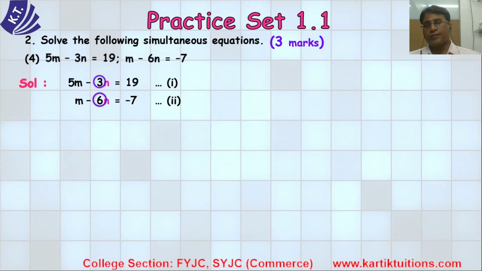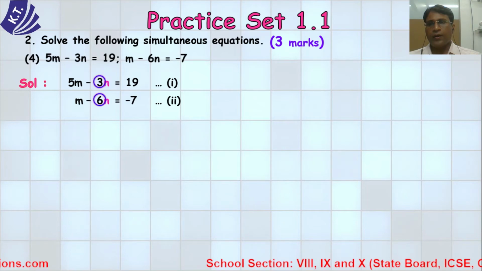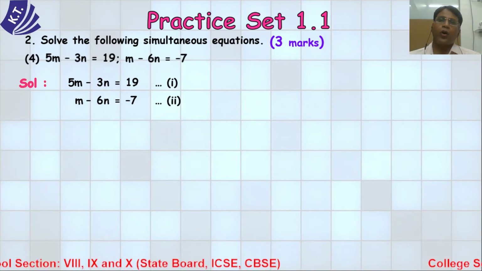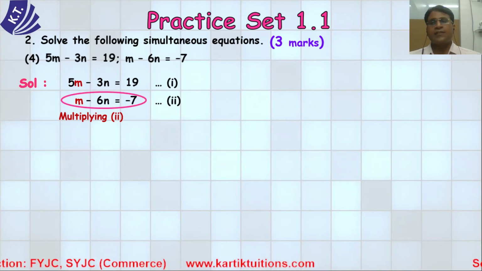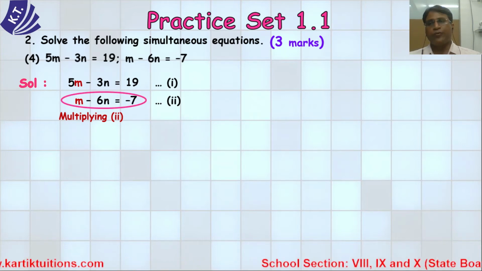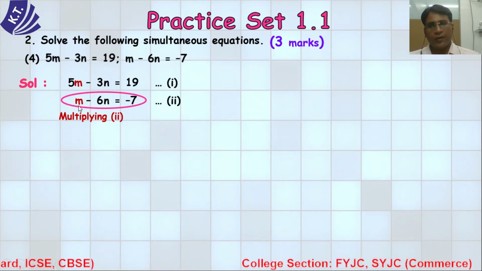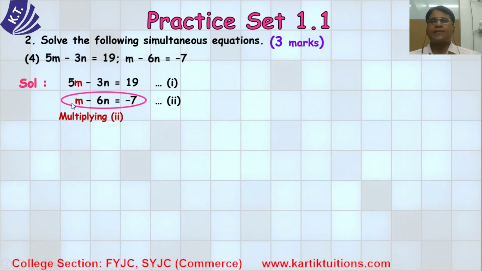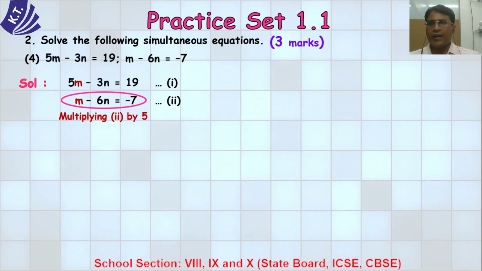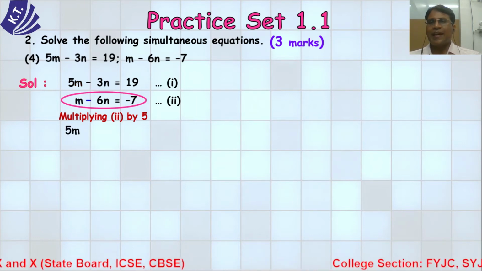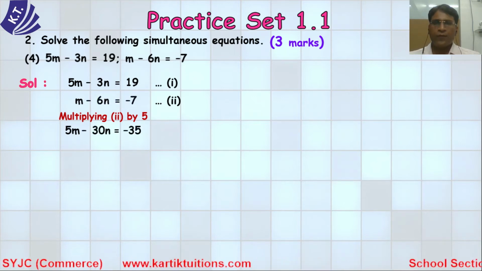Now since the coefficients are not same, we have to make it same. Here we need to take the help of LCM. Now in this sum, I am going to make the coefficient same for m. Now coefficients of m are what? 5 and 1. And LCM of 1 and 5 is 5. Now since first equation already has 5m, now to make the second equation as 5m, I will multiply the second equation by 5. Now when I do that, it gives me 5m minus 30n is equals to minus 35. Now that is your equation number 3.